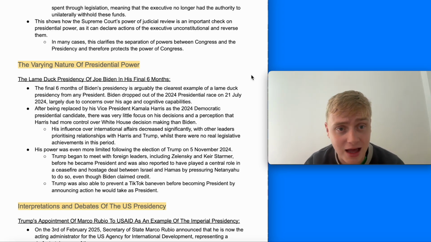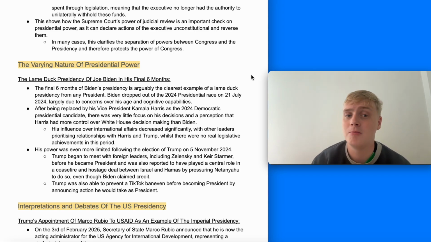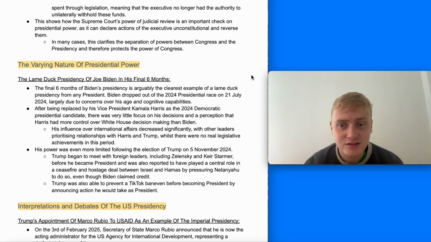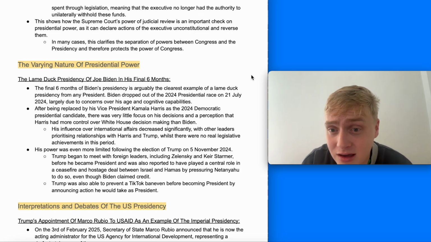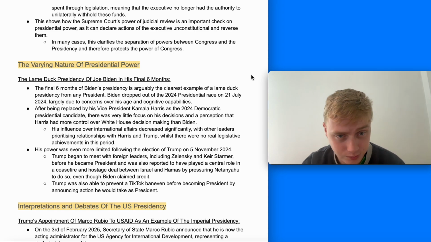And a key part of that is that in the final months, they can be a lame duck president with very little power, very little influence, and being superseded by other political figures, especially after an election that they lose or they don't even compete in.